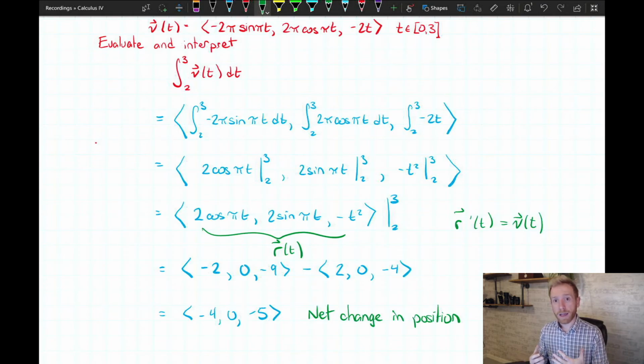If we have a rate of change of some vector function, such as velocity being a rate of change of a position vector function, then by integrating a rate of change of position over some time interval, we get the net change in position. So that can be applied to more than just velocity. Whatever this vector valued function is, if that vector valued function can be interpreted as the change of something as a vector, then by integrating it over a time interval, you end up with the net change of that vector function.